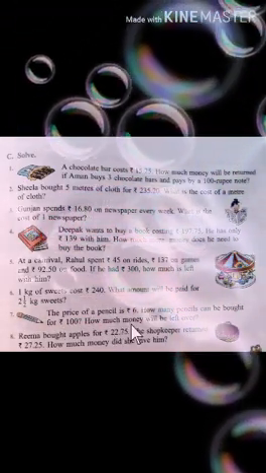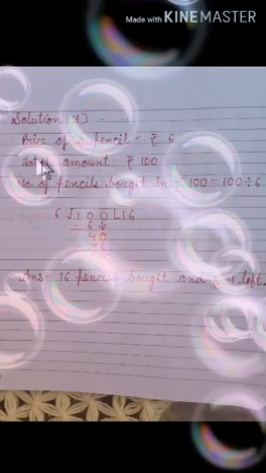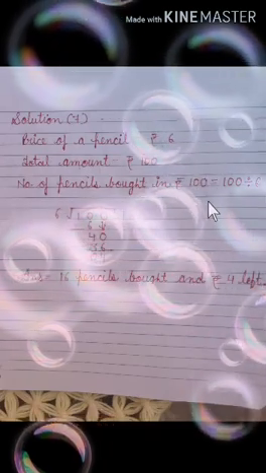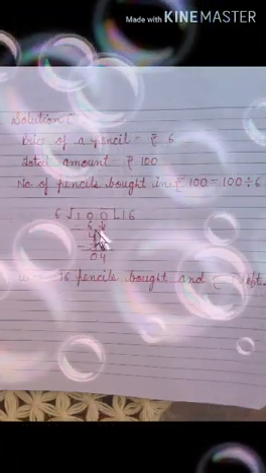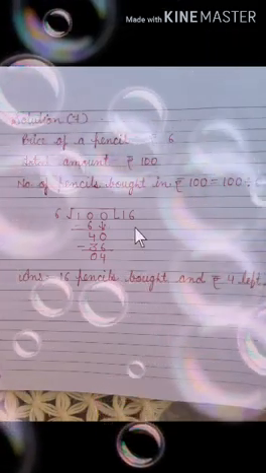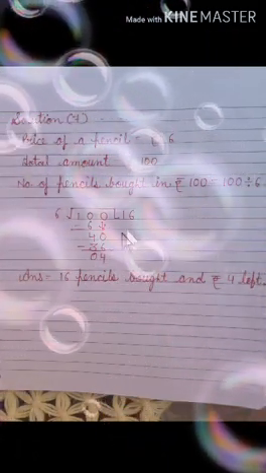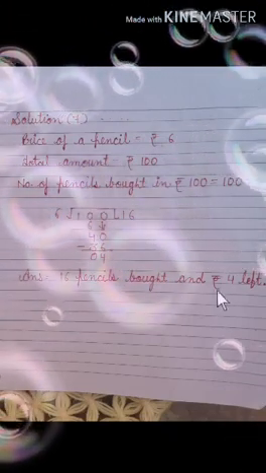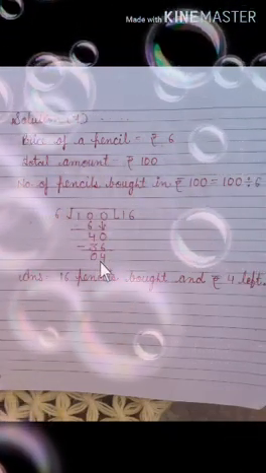Price of a pencil rupees 6, total amount rupees 100, number of pencils bought with rupees 100. It means 100 divided by 6. When you divide by 6, your answer will be 16. It means you bought 16 pencils with rupees 100 and rupees 4 left. It means the remainder, that is rupees 4 left.